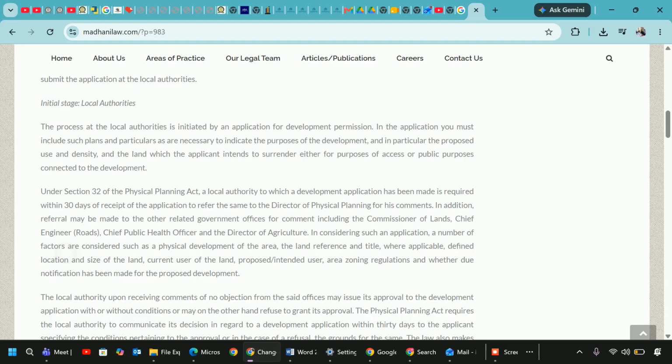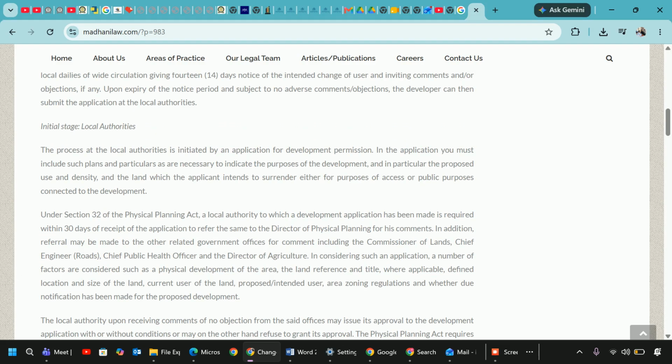So we have seen the developer taking this application. We have seen the first step was publication to 2 local newspapers. There was 14 days to be granted for any objections. No objections was received. We proceeded to the local authority. The local authority will submit an application. We gave reasons why we want to convert it to a multi-dwelling purpose. Then Section 32 of the Physical Planning Act tells us that it is this local authority that will look at this application, and within 30 days of receipt of the application, they will refer the same to the Director of Physical Planning for his comments.